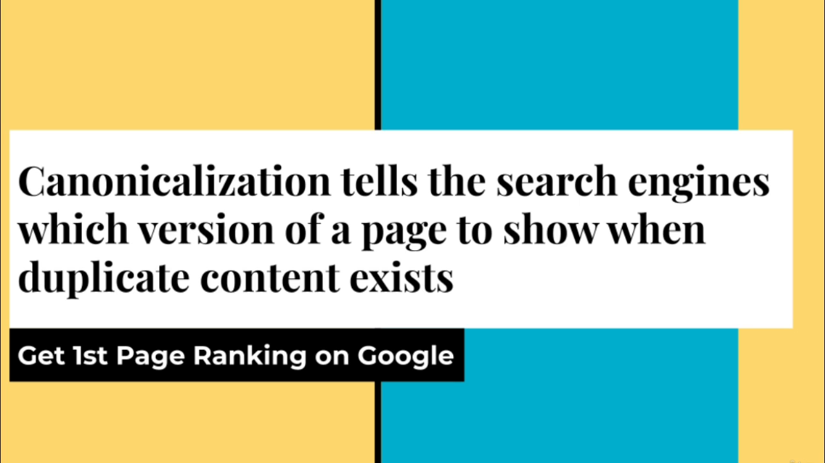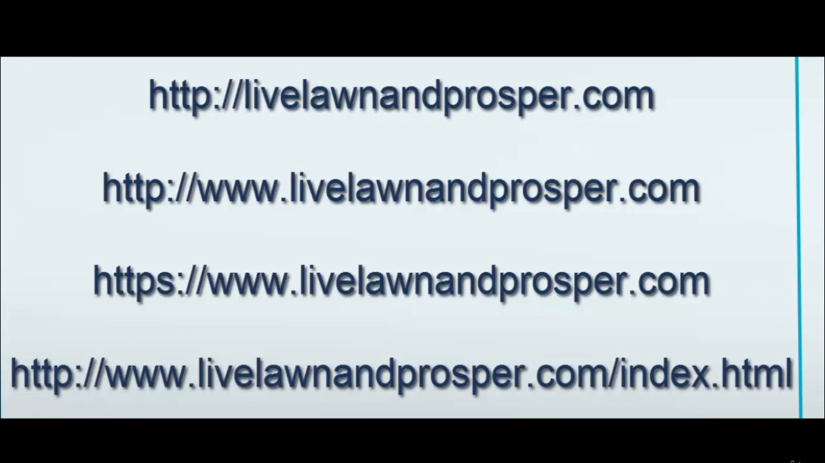Let's look at these 4 URLs. For example, they all go to the homepage of the Live Long and Prosper website, but you'll notice they're all slightly different. The first does not have www, the second one does. The third one has HTTPS, where the others do not. And the final one has a /index.html at the end of the URL. These are actually seen as 4 separate pages by search engines. So it's very important that you correct this so that they know which version they should actually be pulling up. And you are not penalized for having duplicate content on your website.